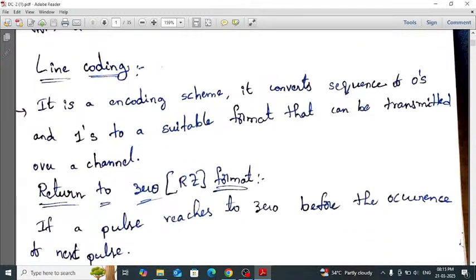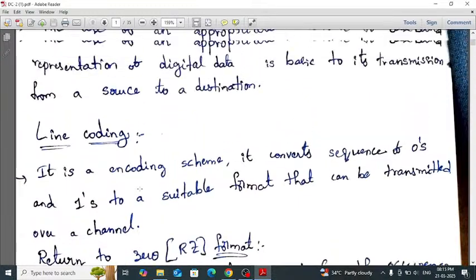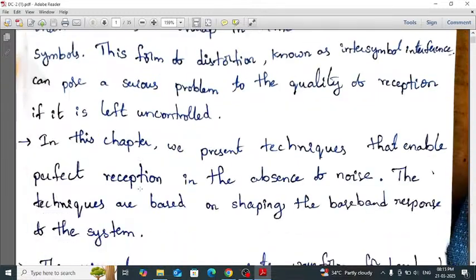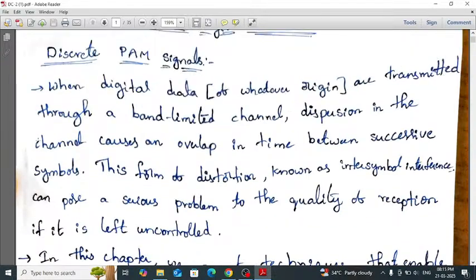So put the side heading discrete PAM signals and then write down this definition. What is the inter-symbol interference? When the digital data are transmitted through a band limited channel, dispersion in the channel causes an overlap in time between successive symbols. This form of distortion is known as inter-symbol interference. This can pose a serious problem to the quality of reception if it is left uncontrolled. So take this definition up to here, that is enough.